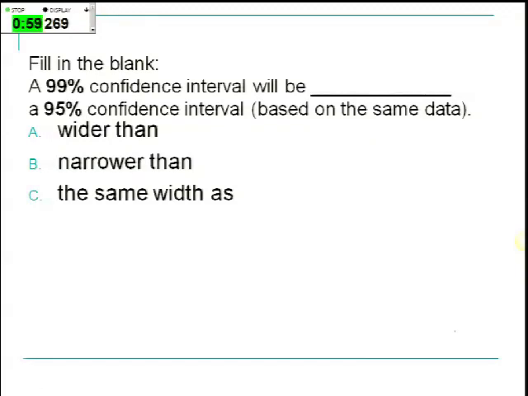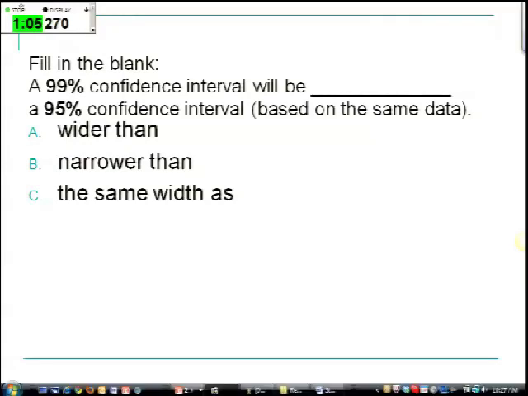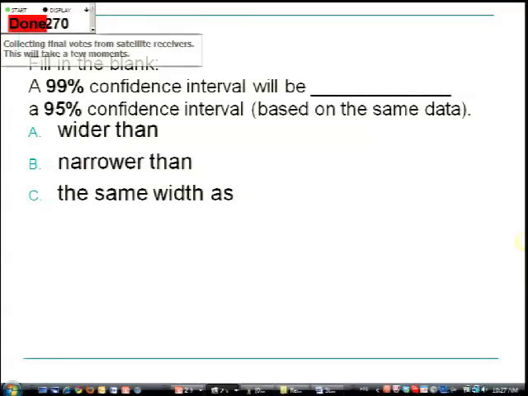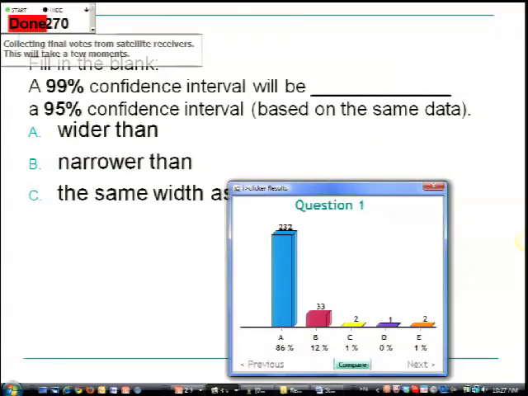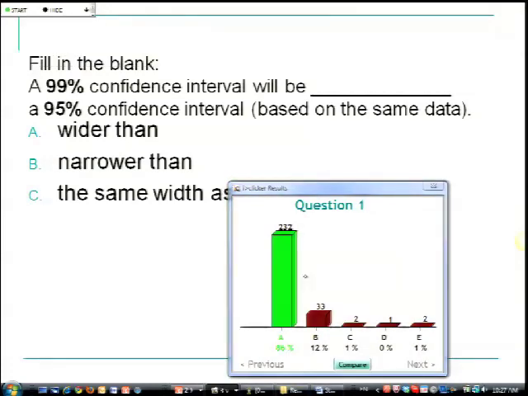All right, let's call it. 5, 4, 3, 2, 1. And what did you decide? Most of you said wider for 99%. That is correct. You have a couple ways of thinking it through to come up with that relationship.